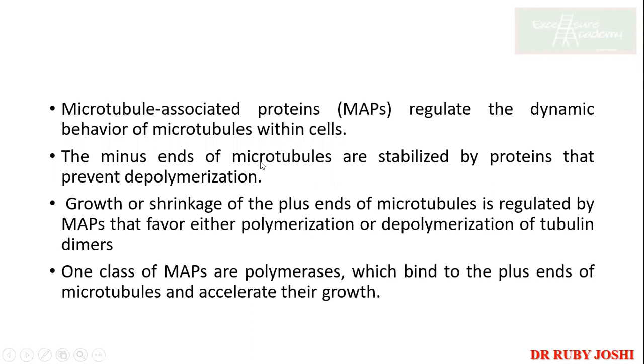So the minus ends of microtubules are stabilized by proteins which prevent depolymerization. Now, the growth or the shrinkage of the plus end of the microtubule is regulated by MAPs, either polymerization or depolymerization of the tubulin dimers. So for example, if I have to separate chromosomes, we need to take these chromosomes to the different poles, right? Then I need depolymerization to happen at the plus end of the tubulin, correct? So that will again be regulated by the MAPs.